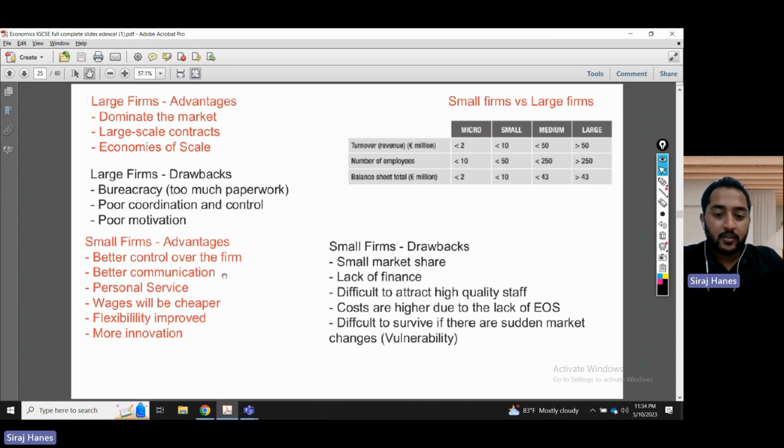Okay. Now, what's the drawback though? The drawback of small firms is that they have a small market share. They don't have money to grow because they lack finance. They can't attract good quality staff, because you have only the lower quality staff, as good quality staff will probably not come to a small firm, no? If you ask me to go work in a small firm, think about it, maybe not.